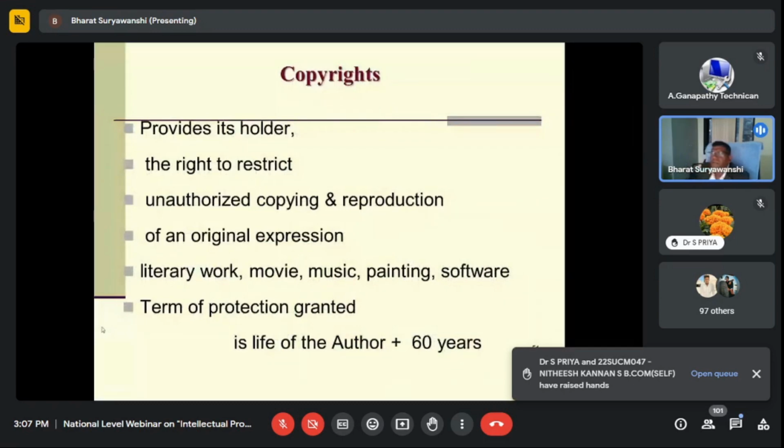Let us see another kind of intellectual property called copyright. Copyright is a bundle of rights that provides the holder the right to restrict unauthorized copying and reproduction of an original expression: a literary work, movie, music, painting, software. The term of protection is the life of the author plus 60 years.